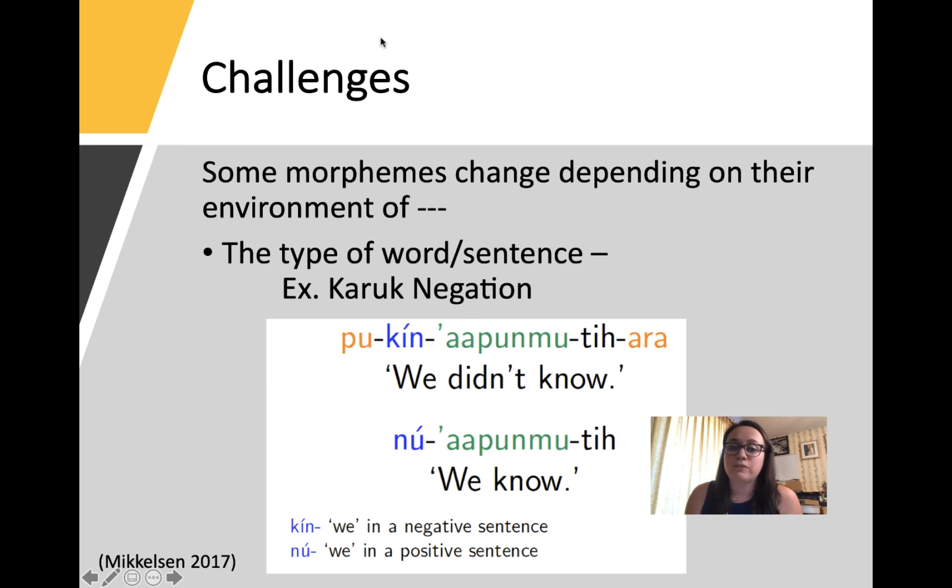Other challenges: some morphemes change depending on their environment, the type of word or sentence. And so, for example, in Karuk, the part that means we depends on whether or not the whole sentence is positive or negative. So we have pukin apun muti ara, or nu apun muti. We didn't know, or we know. So with negative sentences, you get kin, and positive sentences, you get nu. Both of them mean we, but you have to know which one to use depending on that environment.